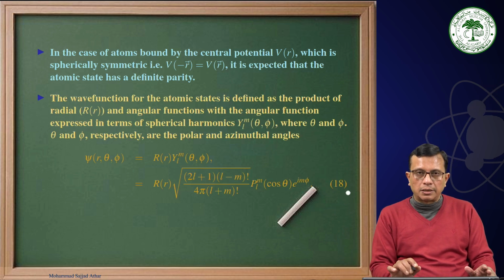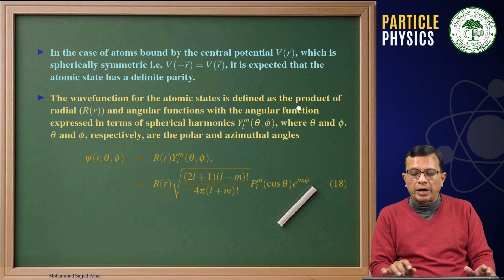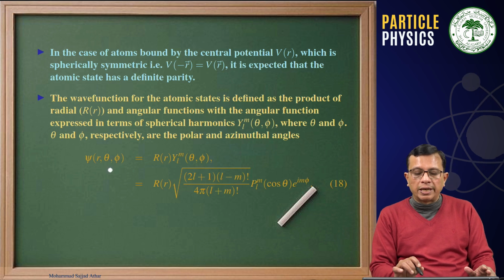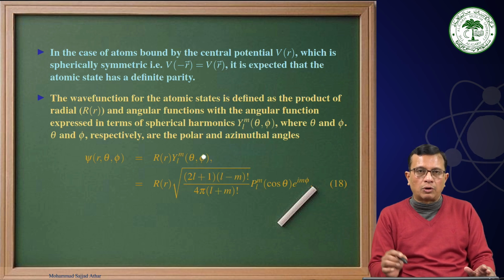Now, let us try to understand the meaning of orbital parity. The wave function for the atomic states is defined as the product of the radial wave function R(r) and the angular wave function, which is generally written in terms of spherical harmonics. Therefore, we have psi(r, theta, phi) in spherical polar coordinates, which we write as R(r) Y_lm(theta, phi). This is given in every quantum mechanics book.